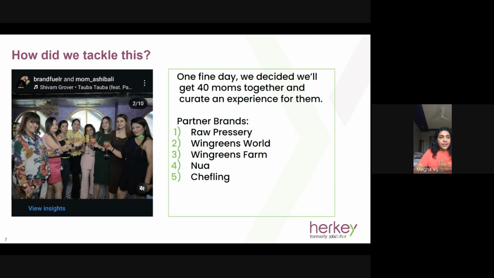What these guys did is we told them, Raw Pressery, please come on board. Let's do a mocktail making session. Curate your own mocktail menu. The bartender at the restaurant is going to help you, and I'm going to host it for you. Raw Pressery came with 100 juices. They had a beautiful mocktail making session where these moms, these bloggers came together. They also made mocktails, had a fantastic time, enjoyed the product firsthand. Wingreens brought its flatbreads to go with the mocktails.